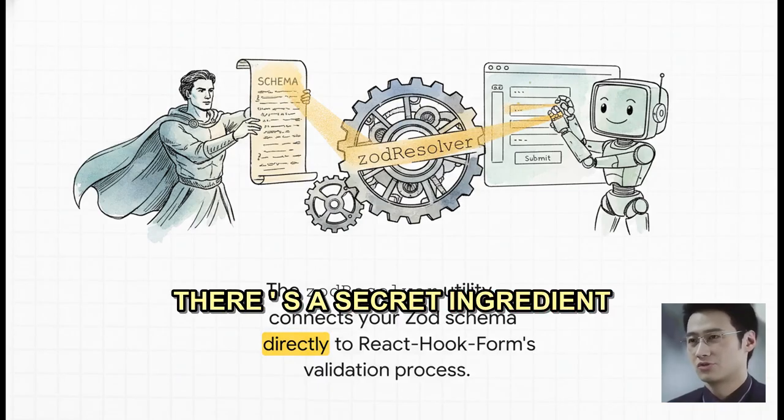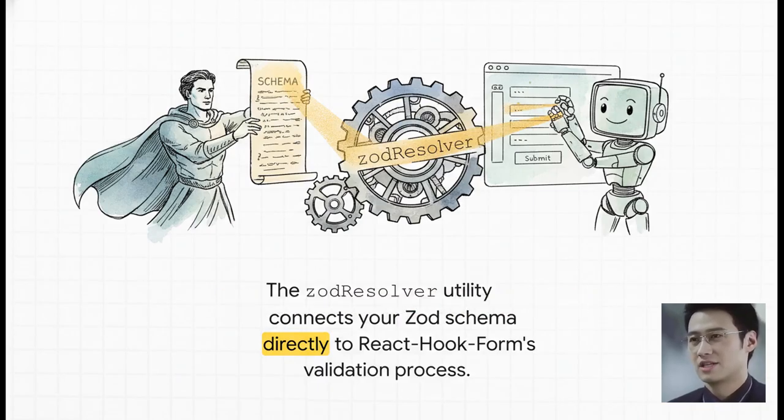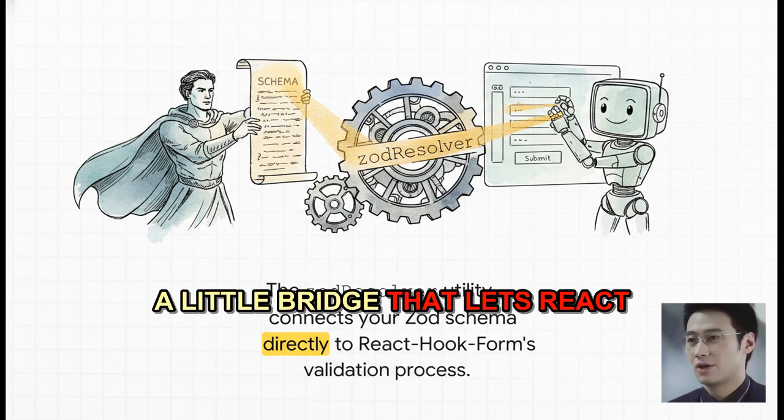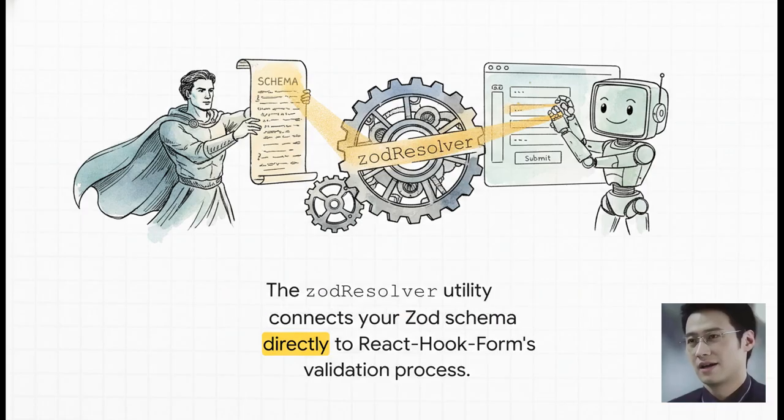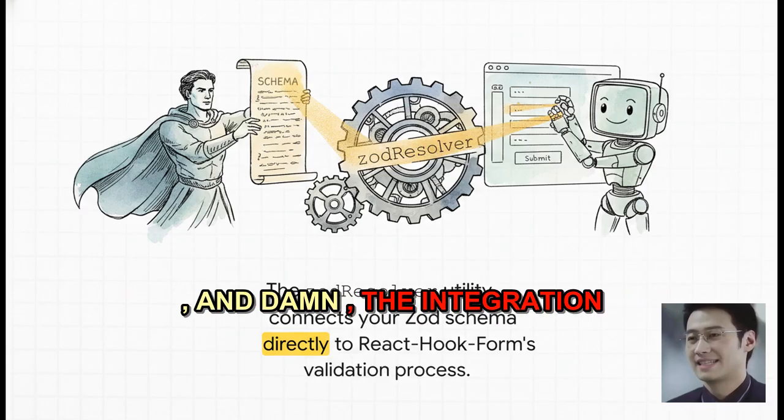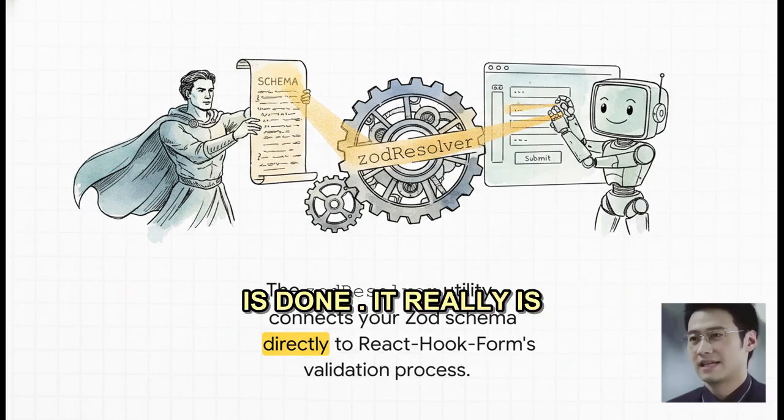Well, there's a secret ingredient, a tiny utility called Zod Resolver. It's basically a little bridge that lets React Hook Form use your Zod schema as its rulebook. You just pass your schema into the resolver, and the integration is done. It really is that simple.